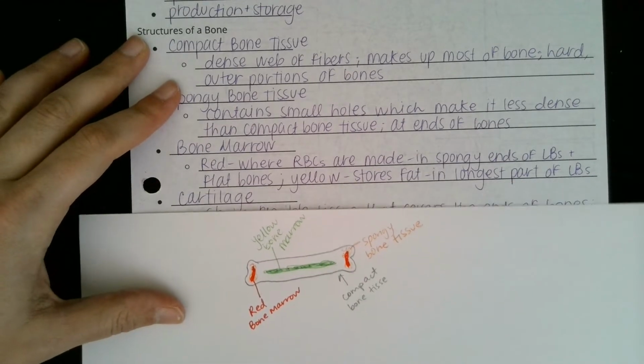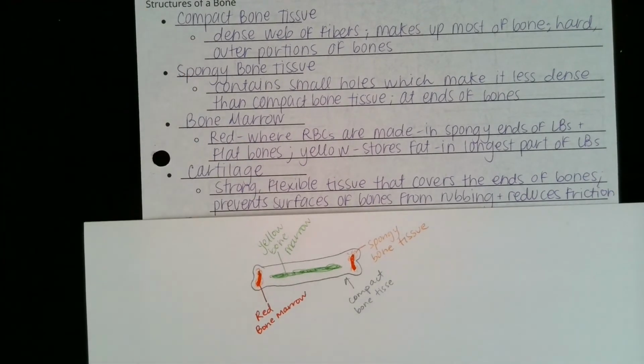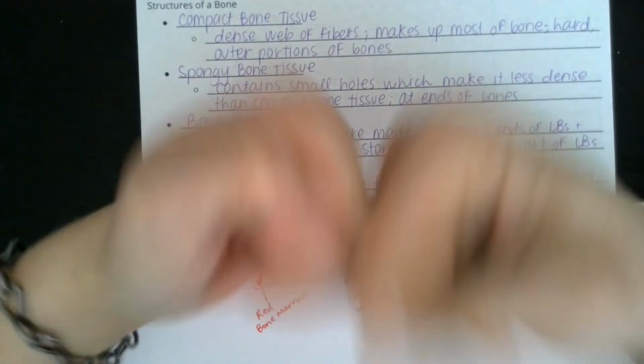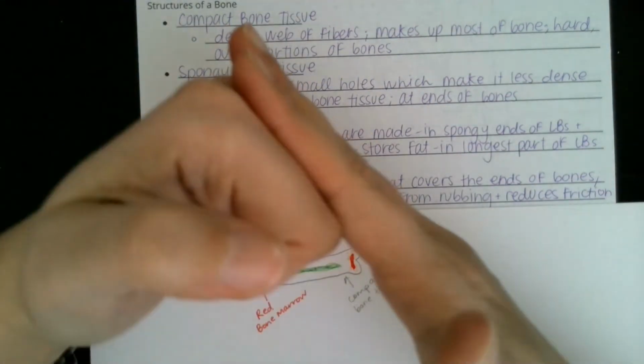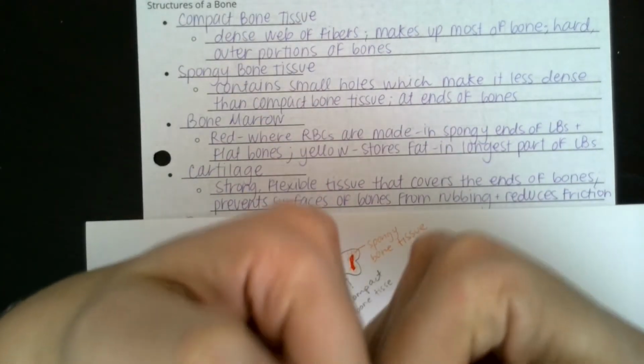The next thing is cartilage. This is a strong, flexible tissue that covers the ends of the bones. It prevents the surfaces of the bones from rubbing and reduces the friction. If you think about where your bones meet, let's say in your knee, they meet like this, and they're going to rub together when you walk, right? But you have this layer of cartilage on the ends of both of your bones so that they don't rub as hard when you're walking.